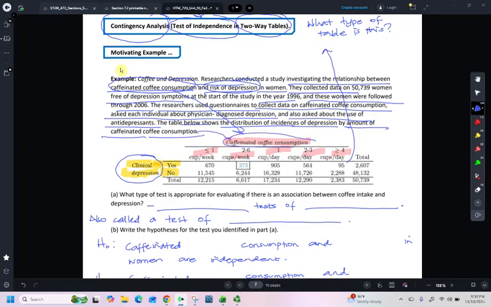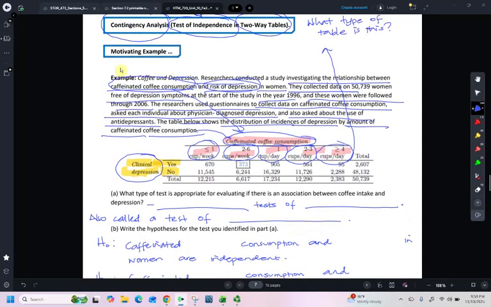So, caffeinated coffee consumption is a categorical variable: those who drank one or fewer cups of caffeinated coffee per week, those who drank 2 to 6, those who drank 1 cup per day, 2 to 3 cups per day, and greater than or equal to 4 cups per day. Well, this table, as you might recall, is called a contingency table or a joint frequency distribution table. We learned that earlier in the semester.